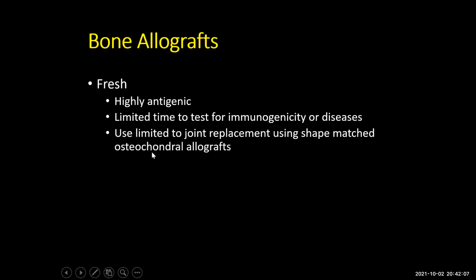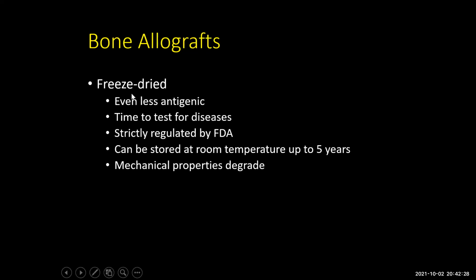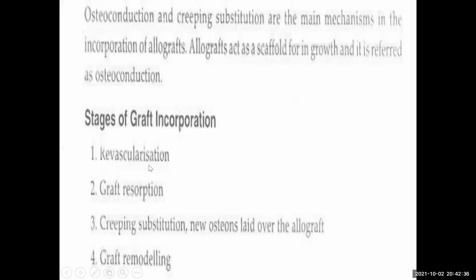So in short, the fresh have high antigenicity and limited time to test for immunogenicity, with use limited to joint replacement using shape matched osteochondral allografts. Fresh frozen has less antigen. You have time to test for disease, it is strictly regulated by the FDA, and it preserves biomechanical properties. Freeze dried is even less antigenic and can be stored at room temperature up to 5 years. Mechanical properties degrade over time.